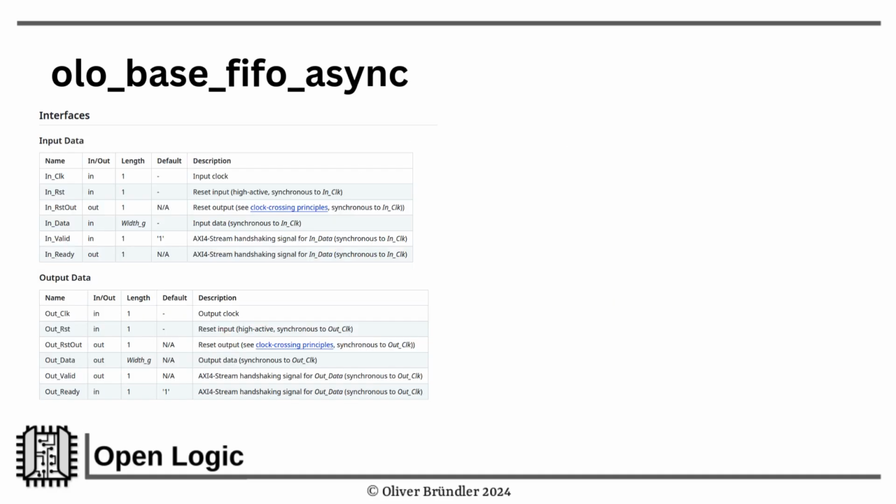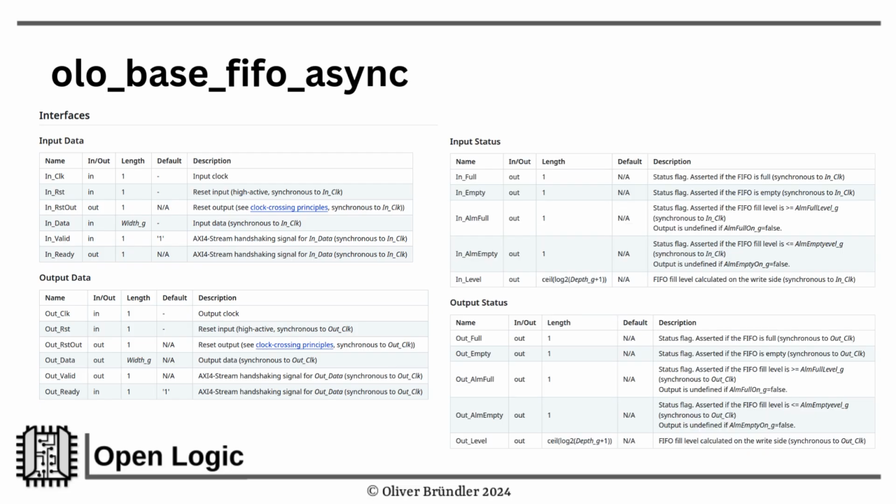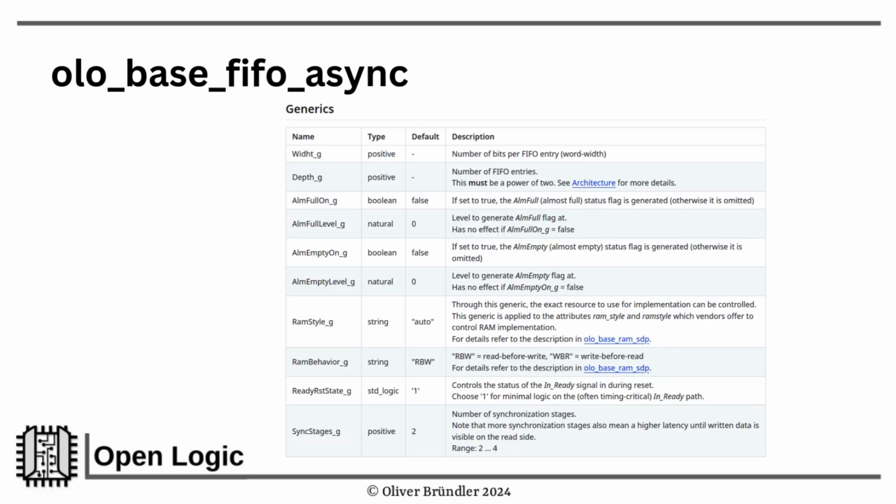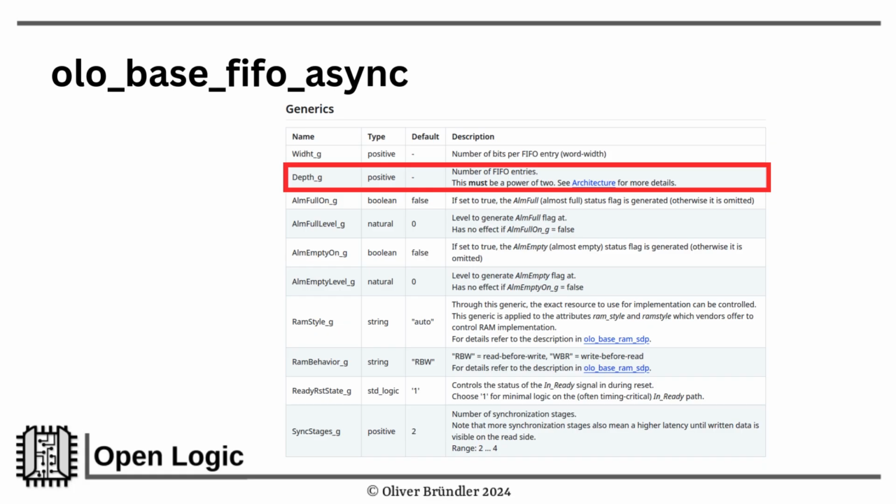Looking at the interface, this is unsurprisingly exactly the same interface as the handshake clock crossing, just with some additional signals regarding the FIFO functionality. Most generics are related to the FIFO functionality. Only the sync stages are clock crossing related. And as discussed, you can see that the depth of the FIFO must be a power of 2. If you choose other values, an assertion will be raised.